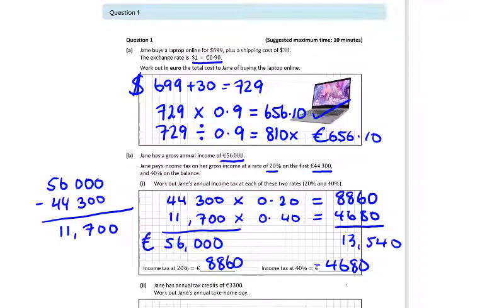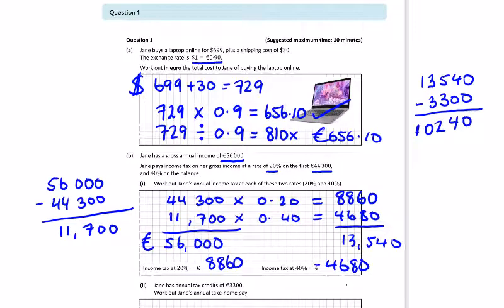And then we look at the next part. Her annual tax credits are 3300. So we take them away. 13,540 is what the government want, but they're going to be very generous to us because we're working. They're going to give us back 3300, and it's going to reduce our tax burden. So that will be 10,240.